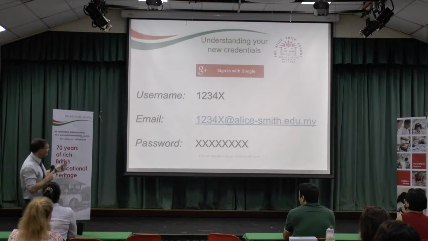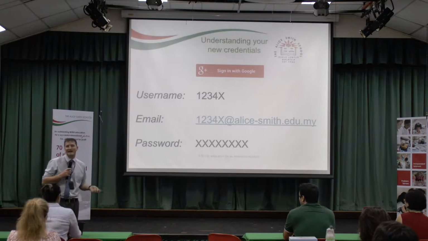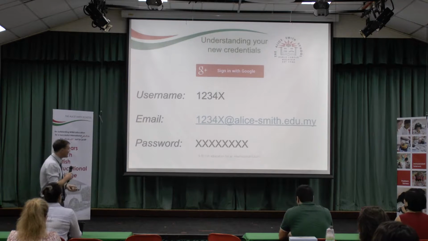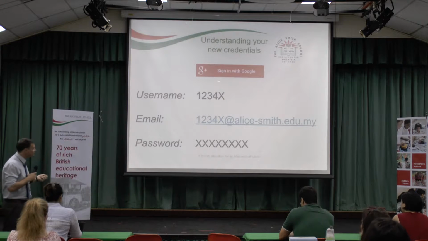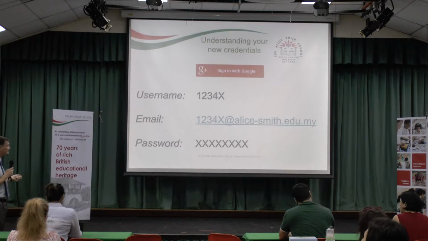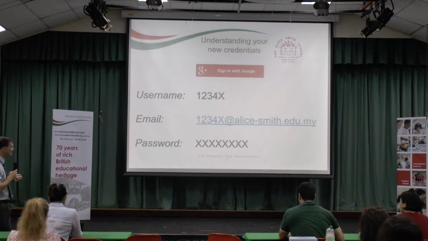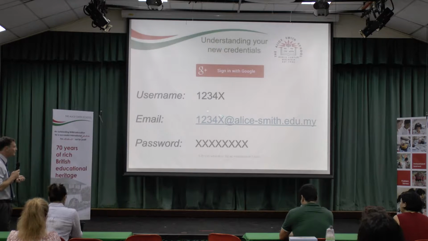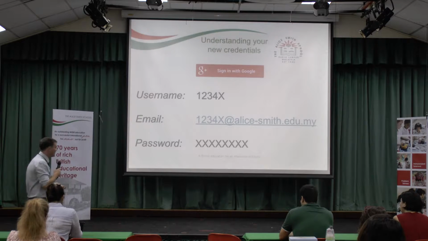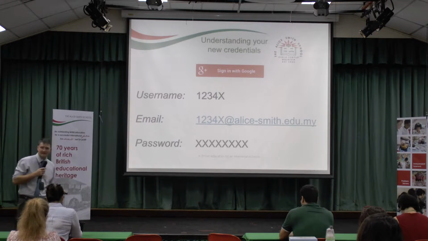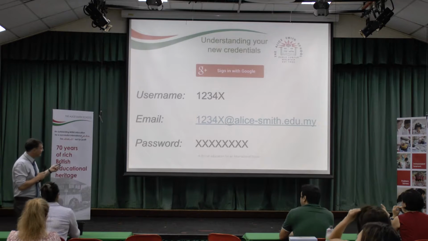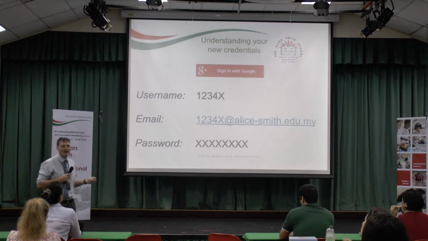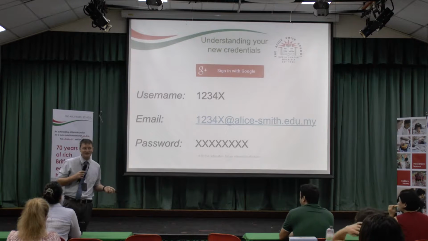Your username is basically the first part of your Alice Smith email address. So whatever system in the future that we use, it will either require your username, which is this one here, or if it's a Google system, it will require this one here, which is your username followed by @alicesmith.edu.my. The password will be exactly the same for all the systems. So if you're ever wondering, well, why have you chosen to give me a number? Does anybody want to have a guess as to why that is?